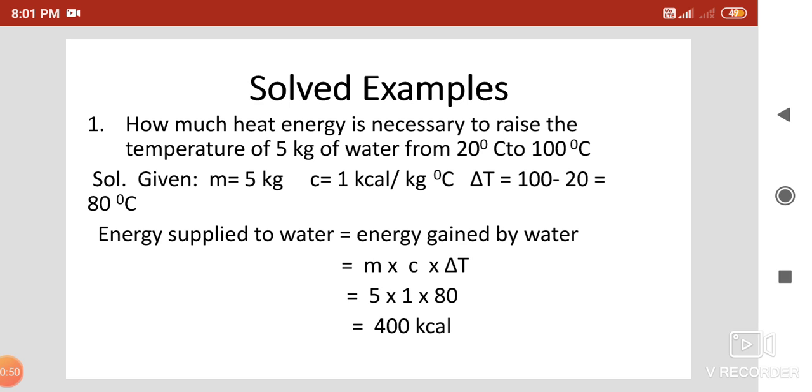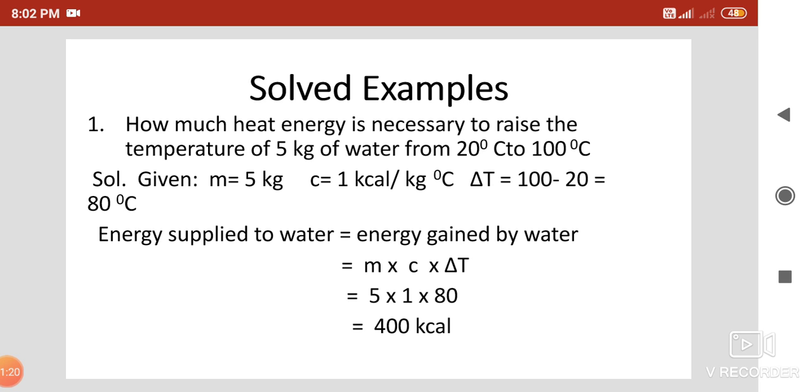So the given part is the mass of the water, that is 5 kg, then the specific heat capacity of water, that is C equal to 1 kilocalorie per kilogram degree Celsius, and the change in temperature, that is delta T, final temperature minus initial temperature, that is 100 minus 20 equal to 80 degrees Celsius.